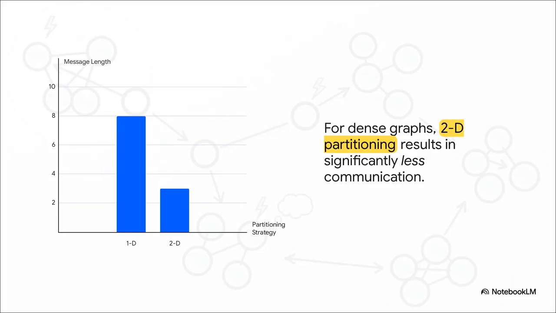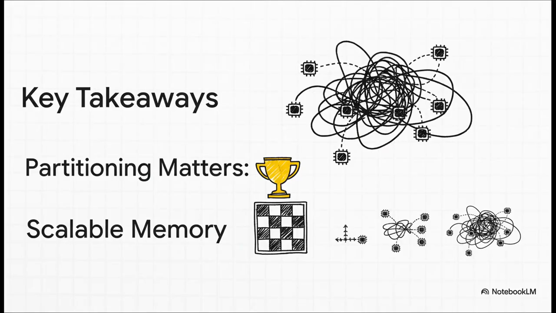And this chart right here tells us everything we need to know. It's plotting the communication cost against something called average degree, which is basically just how connected the graph is. So a social network where people have lots of friends would have a high average degree. Now look what happens. As the graph gets denser and more tangled, that bar for 1D partitioning just shoots sky high. The communication overhead gets crazy. But look at the 2D bar. It stays so much lower. For those really complex, messy networks, 2D partitioning is the hands-down winner. It's not even close.